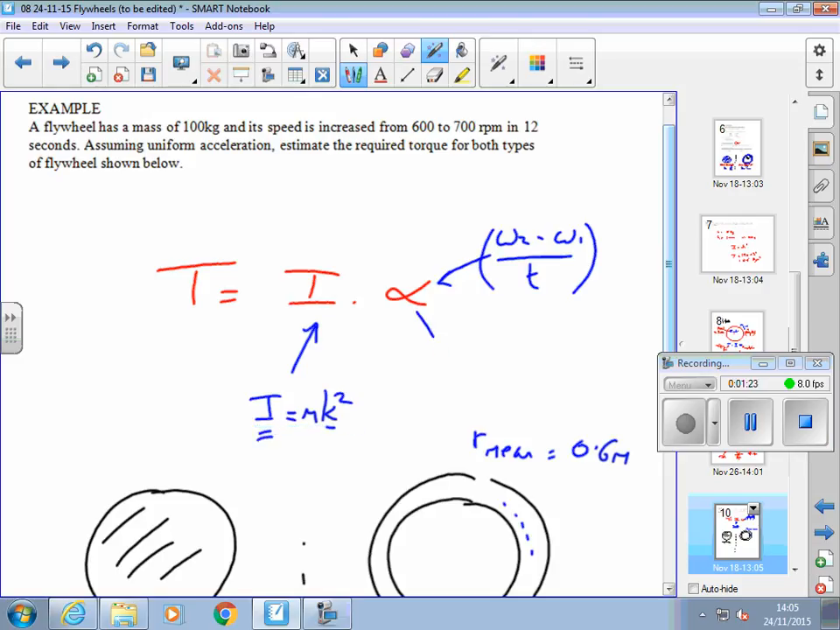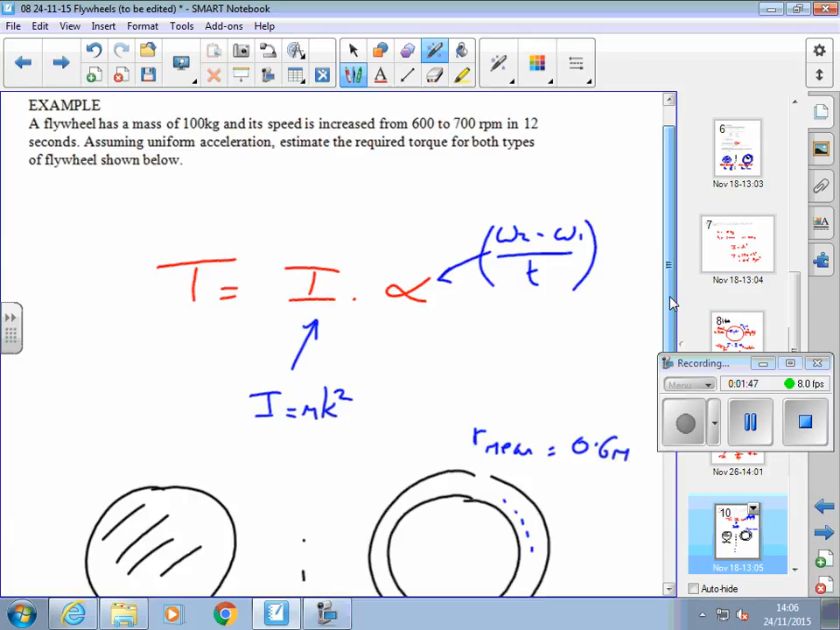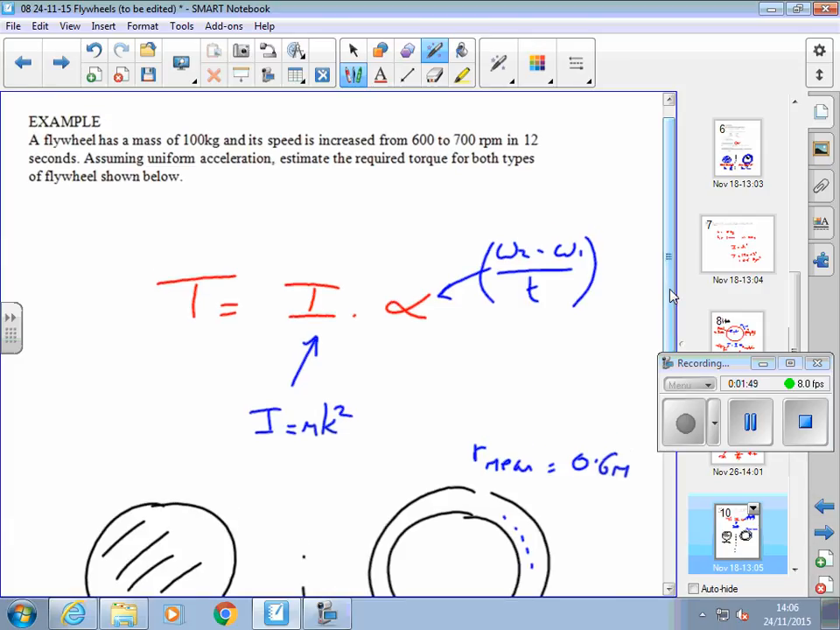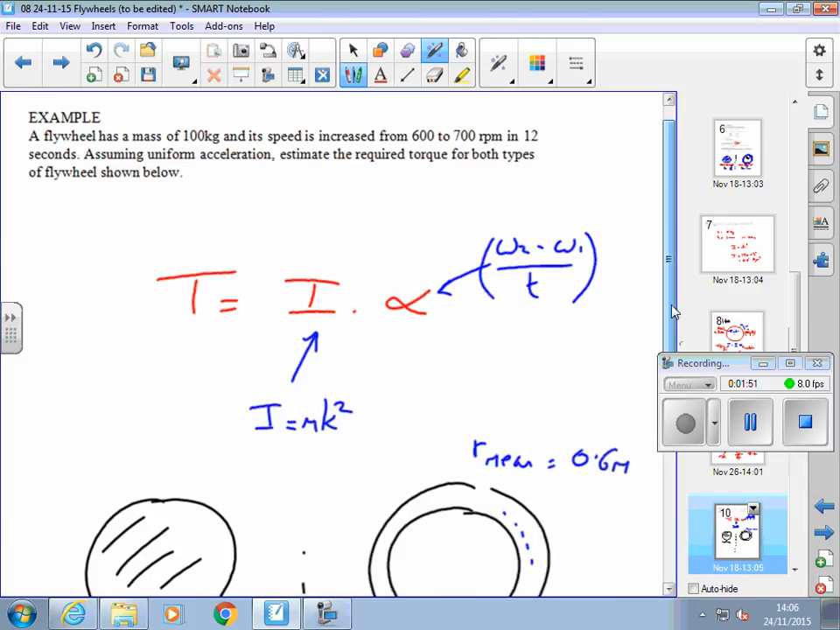And how can I find alpha? Use this formula here. So I need to know the angular velocity, final and initial, and the time. I'm not given the angular velocity, I'm given the frequency in revolutions per minute. So that means I'm going to have to find those angular velocities. But that's the sort of thought process. So it's a bit involved. I write down what I know. So I can do that for the solid flywheel. Write down what we know.